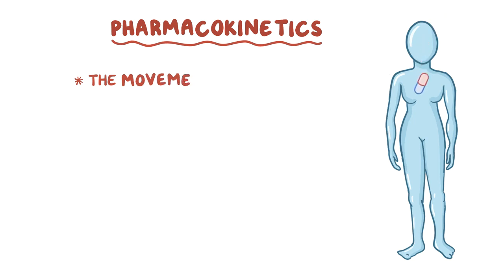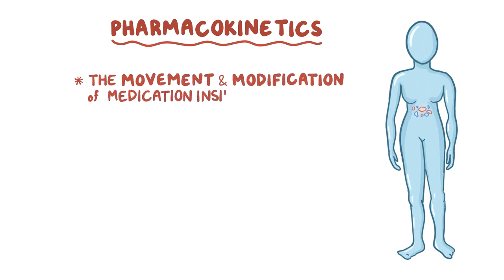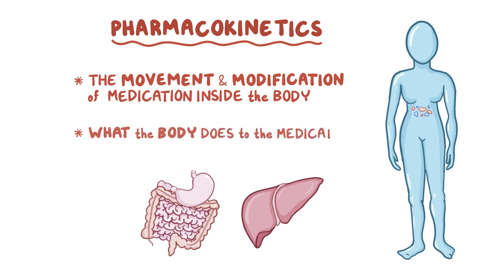Pharmacokinetics refers to the movement and modification of medication inside the body. Or more simply, it's what the body does to this medication and how it does it. Okay, first things first. A medication needs a way to be administered, or a route of administration.